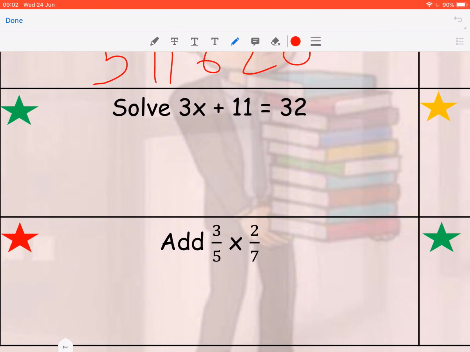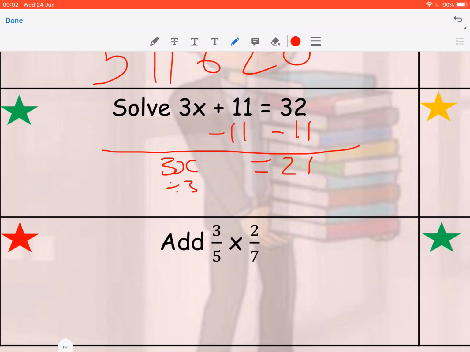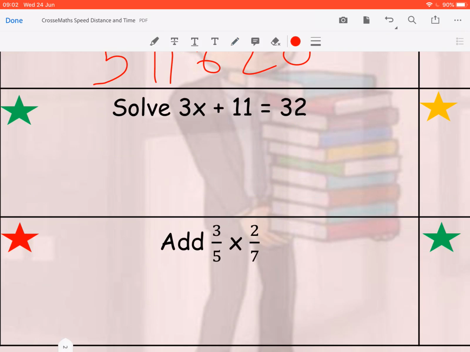Next, a bit of solving equations. So I'm going to take away 11 from both sides. 3x moves straight down. 11 take away 11 makes nothing. 32 take away 11 is 21. Then I'm going to divide by 3 to get x on its own. 21 divided by 3 just gives you 7.